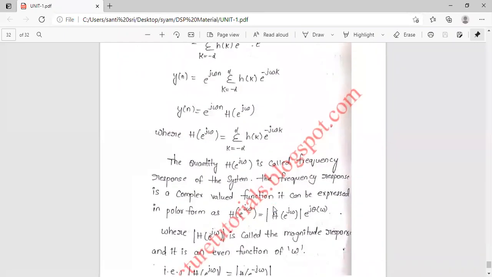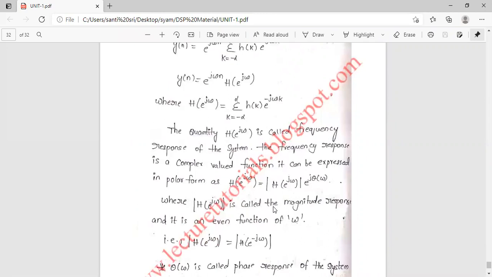The frequency response is a complex valued function, and for convenience it can be expressed in polar form, that is H of e power j omega is equal to mod H of e power j omega into e power j theta of omega, in the form of magnitude and phase angle. Here mod H of e power j omega is called the magnitude response, and theta of omega is called the phase response of the system.